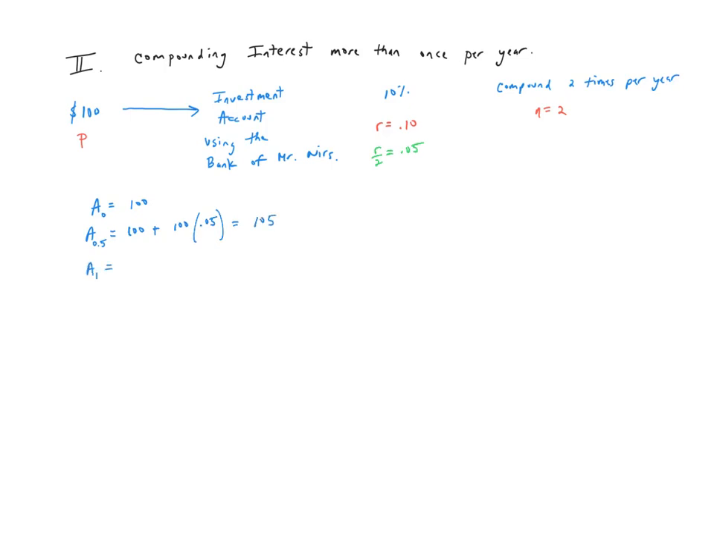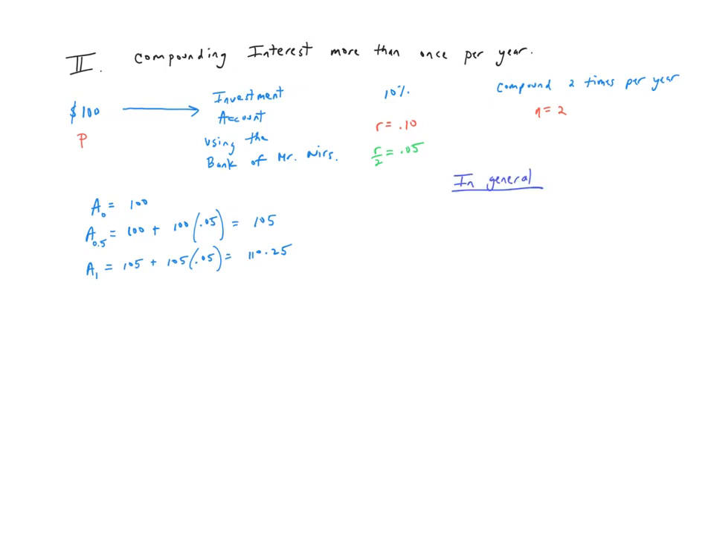Now, after 1 year, you get another interest payment. The $105 plus interest turns out to be $110.25. You can compare this to the other bank if you want. The Bank of Mr. Nurse is a little bit better.